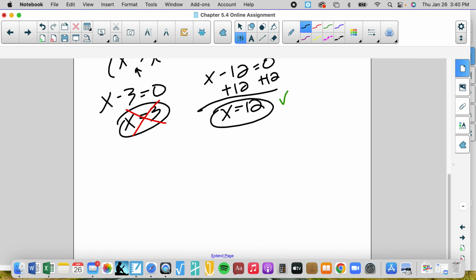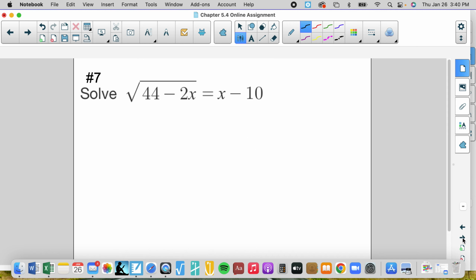So I'm going to put it in a solution set so my teacher understands. If you just leave both of these, the teacher is most likely going to assume that both are solutions. So we always want to write a solution set. That's the best way of showing your answer.